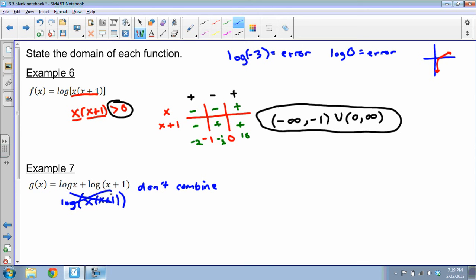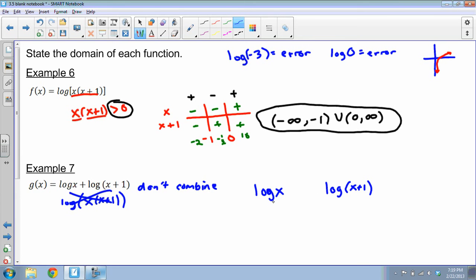And so if we combine them, this weird thing happens and we end up getting more of a graph than we really should. So here's what you do to find the domain when I have two separate logarithms. You're going to find the domain of each of them. So the domain of log of x, the domain of log of x plus 1, and whatever is the most restrictive domain possible, that's going to be my domain.